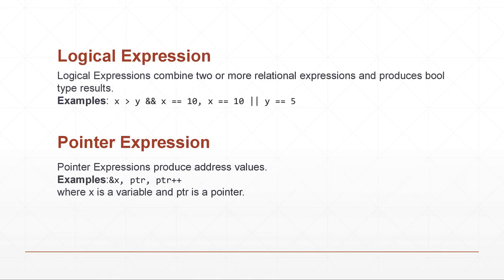Logical expressions combine two or more relational expressions and produce boolean type results. Examples: x > y && x == 10, or x == 10 || y == 5. Pointer expressions produce address values. Examples: &x, ptr, ptr++, where x is a variable and ptr is a pointer.